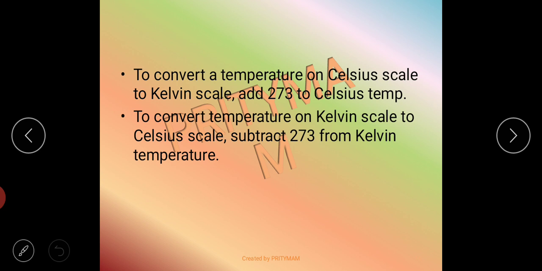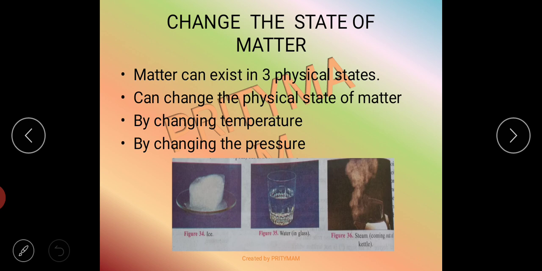So it is clear from the discussion we made now that to convert the temperature on the Celsius scale to the Kelvin scale, we are going to add 273 to the Celsius temperature, and to convert the temperature on the Kelvin scale to the Celsius scale, we are going to subtract 273 from the Kelvin temperature. Is it clear, students, now how to convert it? Now let's look at the changes of states of matter.